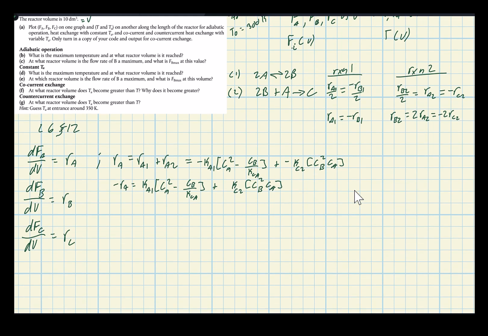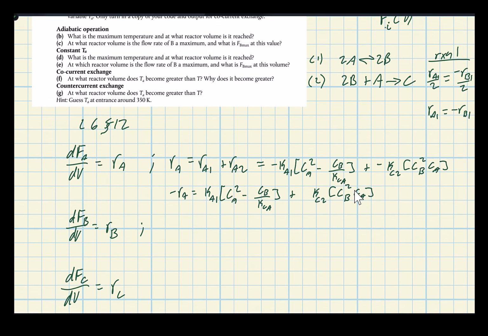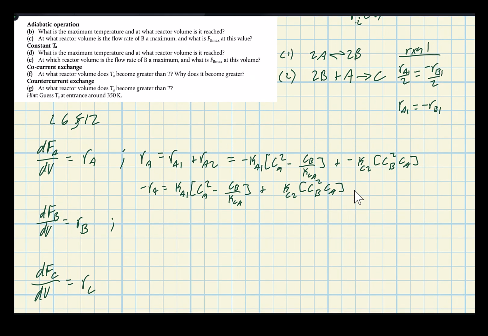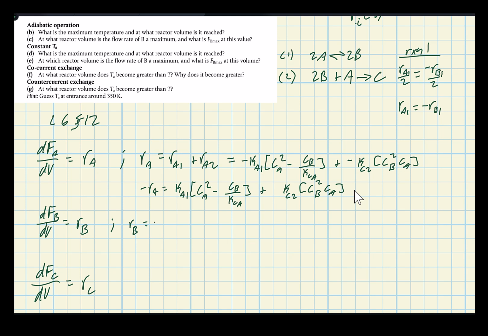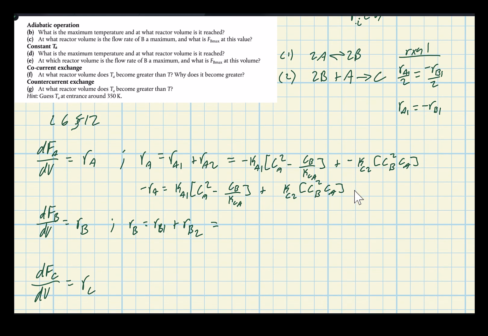So we can do the same for the rest of them, B and C. For the reaction rate of B, we know that B is present in both of the reactions. So our reaction rate of B is equal to our reaction rate of B1 plus our reaction rate of B2. In this case, our B1 is equal to the opposite of the R1 we have right here. Right?